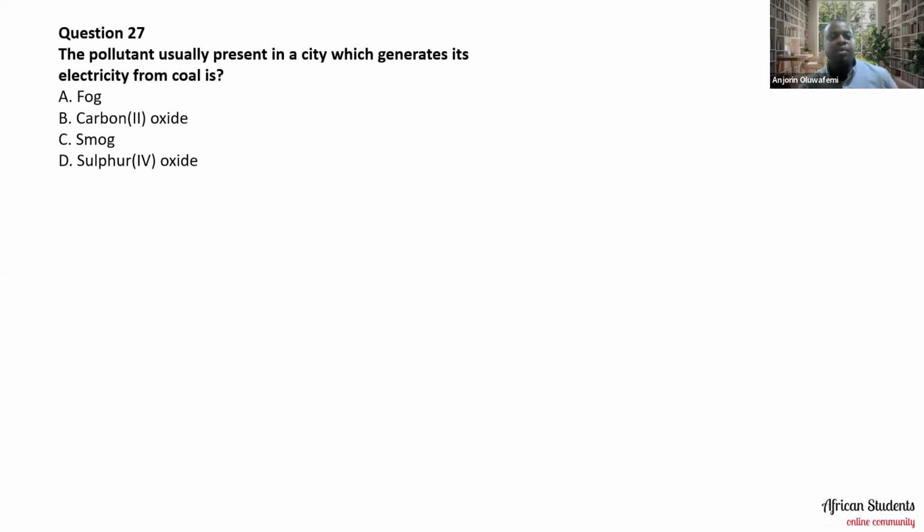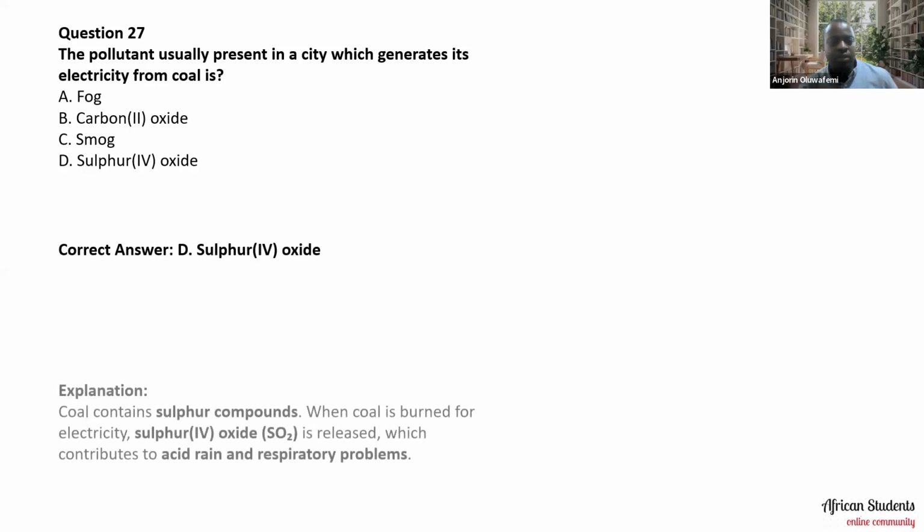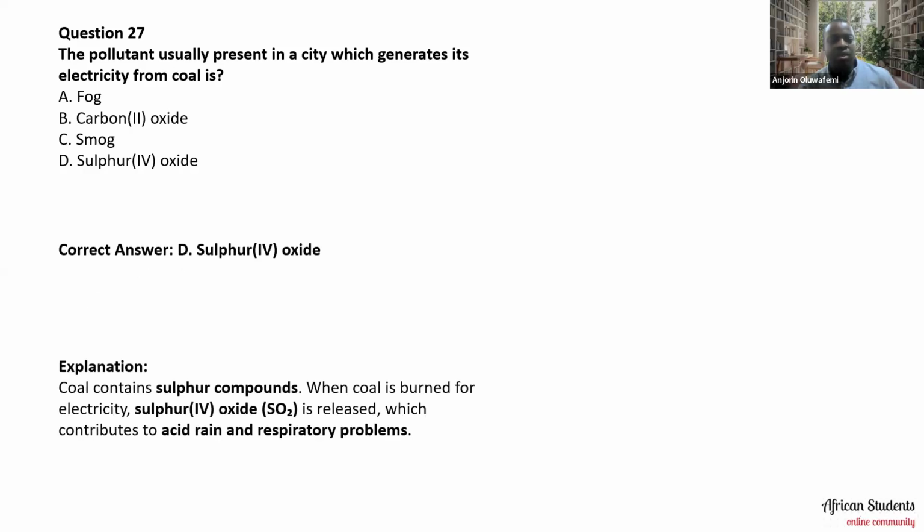The pollutant usually present in a city which generates its electricity from coal is: A, fog, B, carbon(II) oxide, C, smog, D, sulfur(IV) oxide. So the answer here is sulfur(IV) oxide. Coal contains sulfur compounds. When coal is burned for electricity, sulfur(IV) oxide is released, which contributes to acid rain and respiratory problems. Okay.